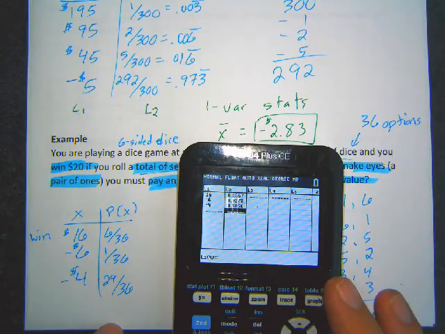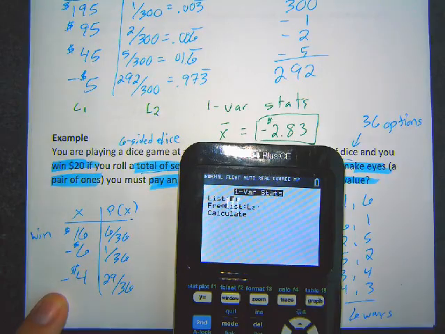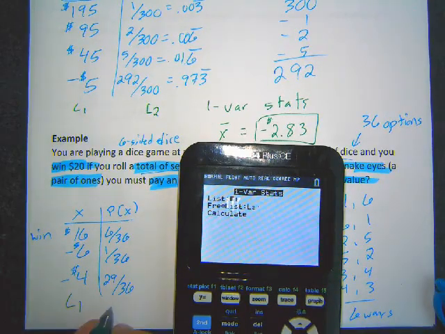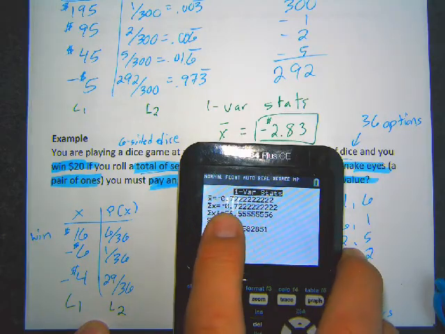So I'm going to do stats, calculate one of our stats. Again, list 1 should be the first one because it's my values. List 2 is the probabilities, percentages. That should be my list 2 for my frequency list. Calculate. And I can see the mean for this is actually negative 0.7.